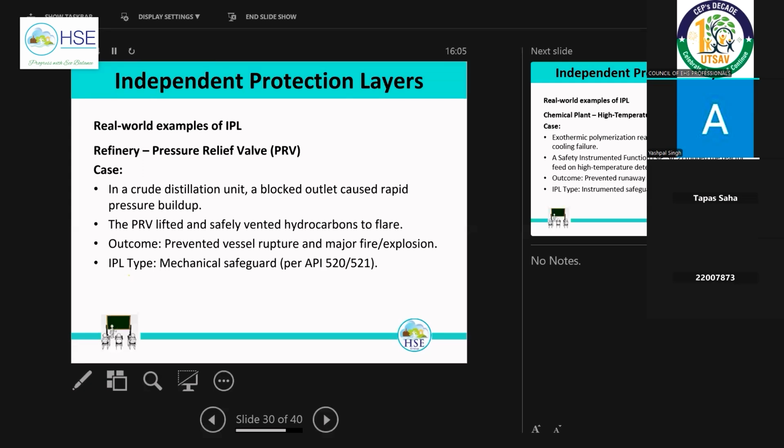Here, the type of this IPL is a mechanical safeguard, as per the reference API 520-521. So a PSV connected to the flare is installed on the distillation unit. In case of high pressure, this PSV will pop open and release to the flare. So this is the basic design of the IPL in this crude distillation unit.